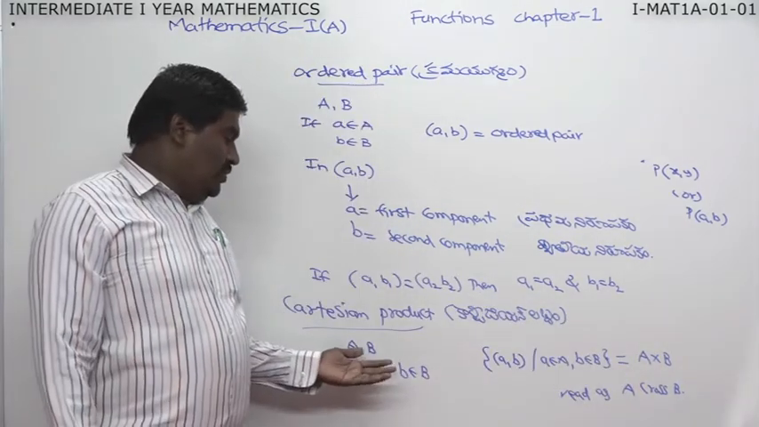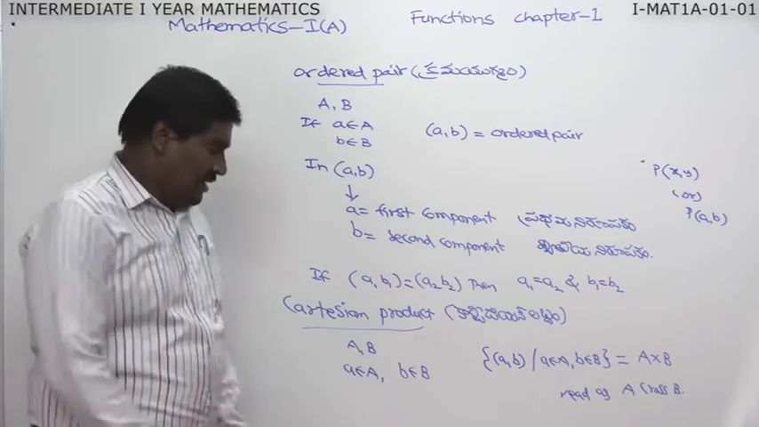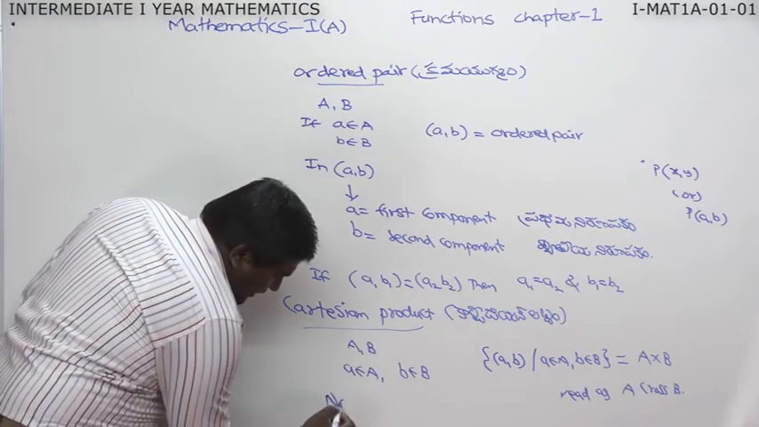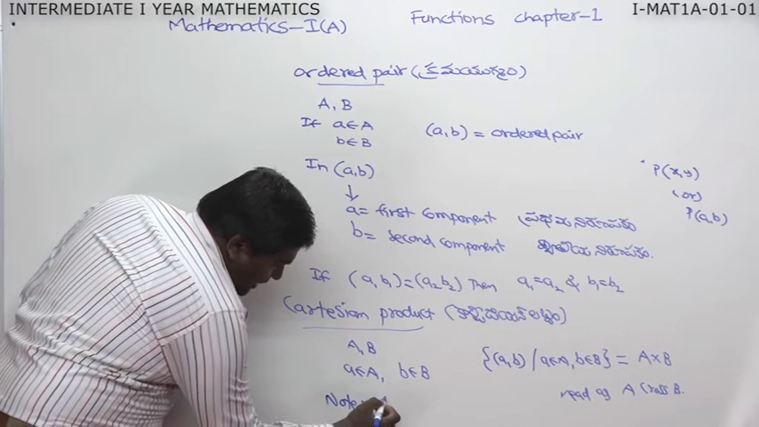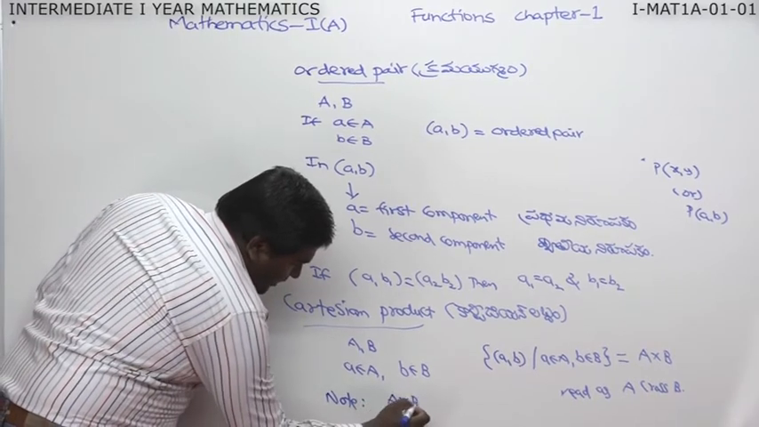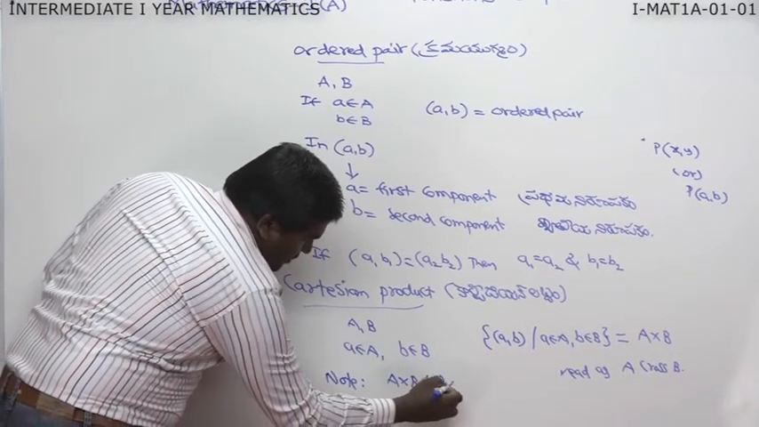For any two sets A and B, A cross B is not equal to B cross A. A cross B is not equal to B cross A.